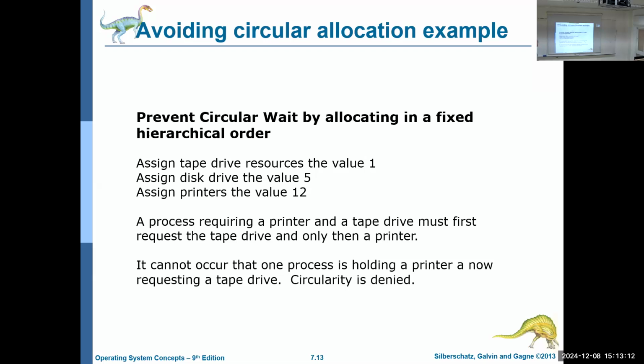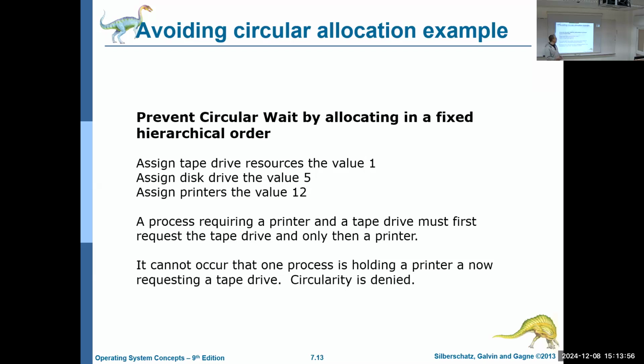It cannot occur that one process is holding a printer now and requesting a tape drive. So circularity is denied. In other words, the order is always directional, single directional. There's never circularity. Because if I have a disk drive, I can ask for a printer, but I can't ask for a tape drive. If I'm asking for this printer, the person who has that printer can't be waiting for a tape drive. The most he could be is waiting for what I've got. Oh, no, he can't. If he's got a printer, he can't ask for anything. Once he's got to the end, he can't ask for anything.